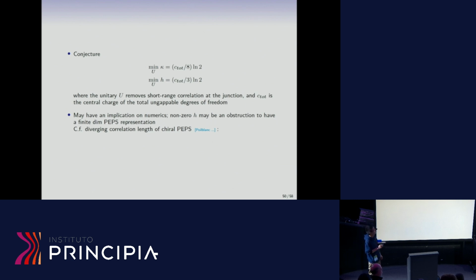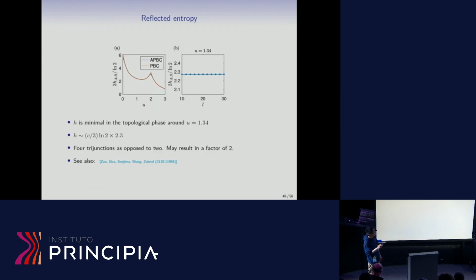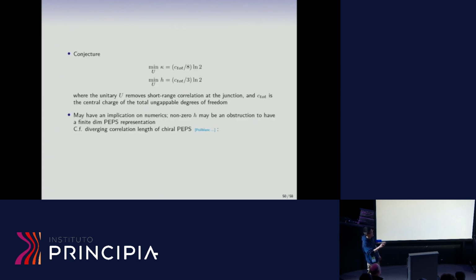And then this can be just phrased as an inequality, but here it is written in terms of this minimization over U. So this is a U which you can act near the trijunction.